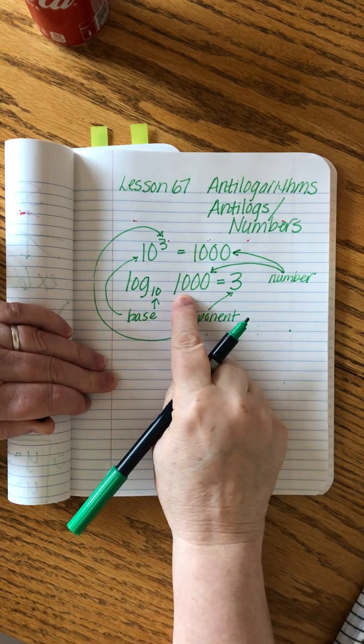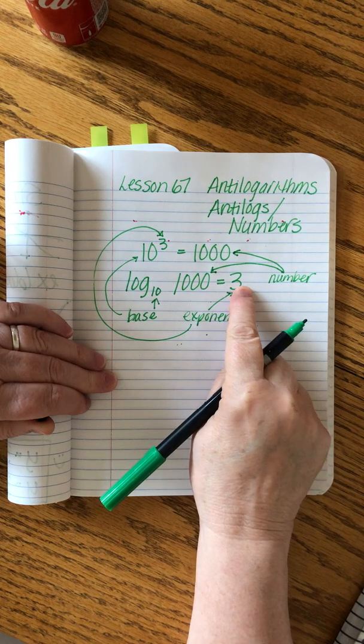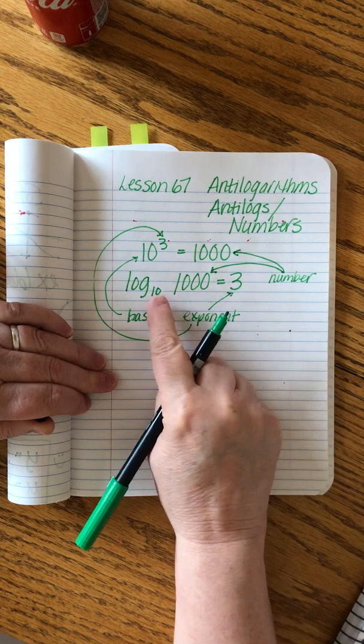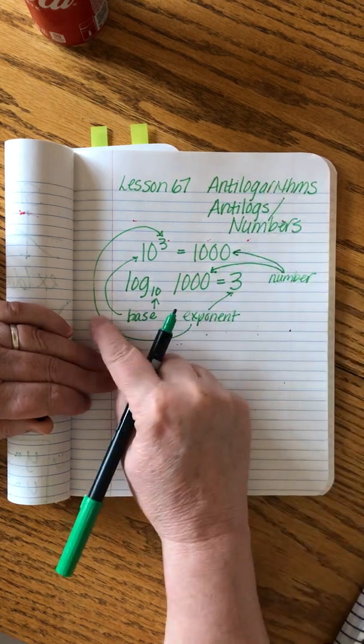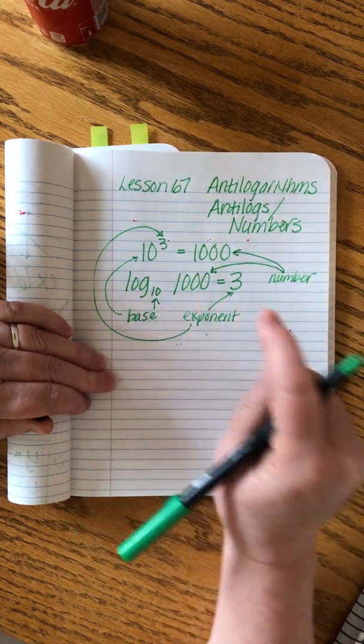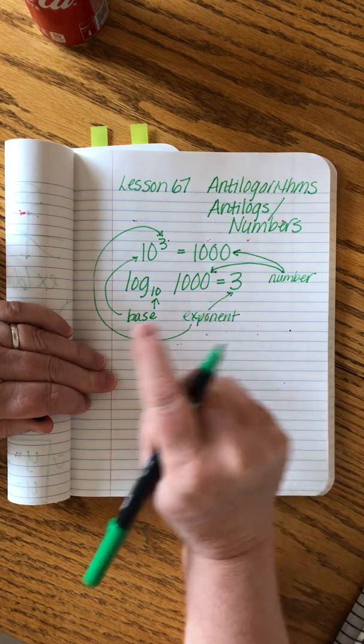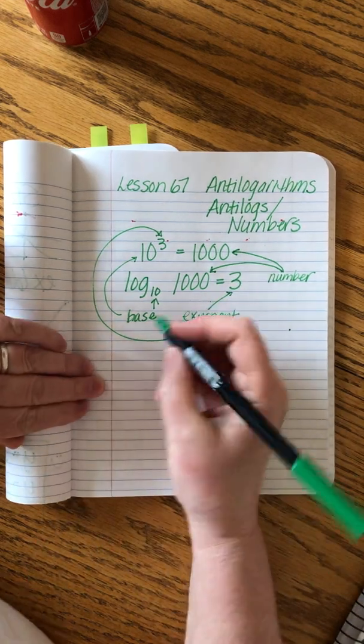Now, up until now, we have been working on taking a number and finding the exponent that we put on the base in order to make that happen. Today, we're going to flip it around, and we're going to say we know the base and we know the exponent. How do we find the number?